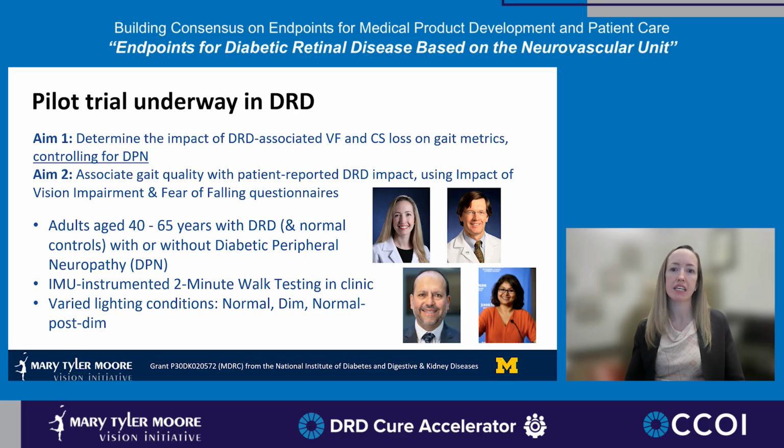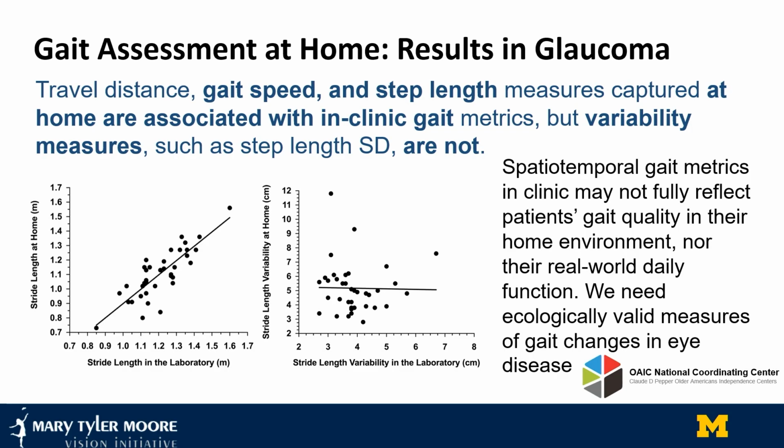To begin untangling gait in diabetic retinal disease, we're conducting a study similar to the one I described in glaucoma, in a cohort of patients with diabetes, examining gait responses to changing lighting conditions while controlling for diabetic peripheral neuropathy. Since I shared these plans at the November symposium, our team has been fortunate to be awarded funding from the Michigan Diabetes Research Center. Participant enrollment for this study began last month.